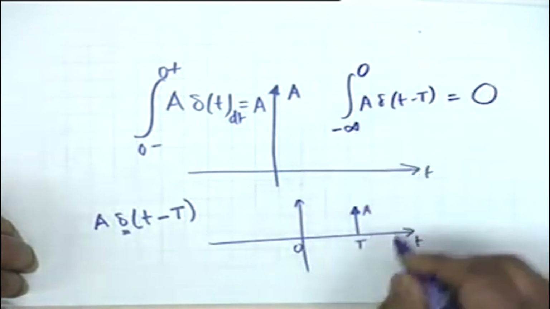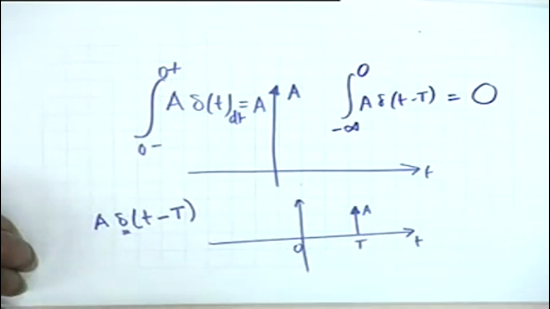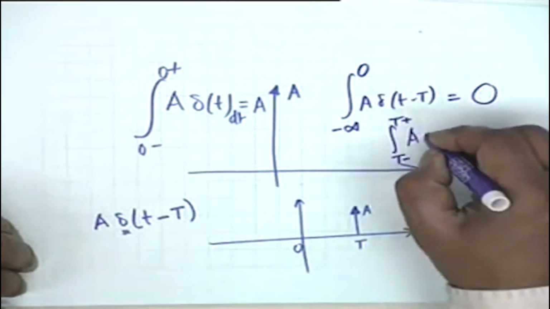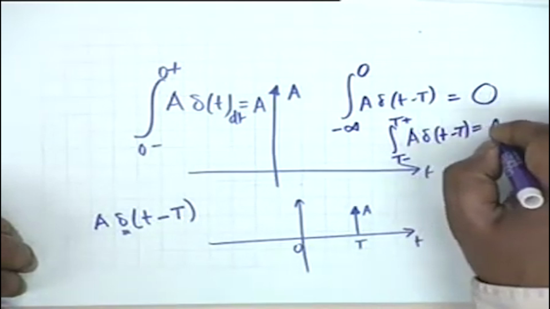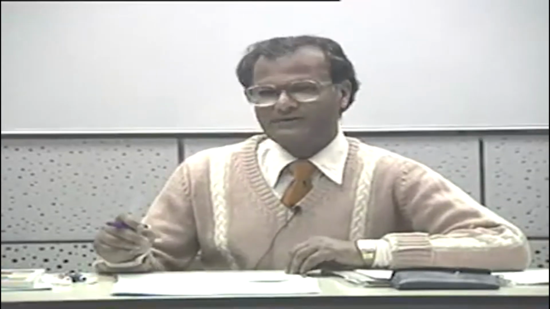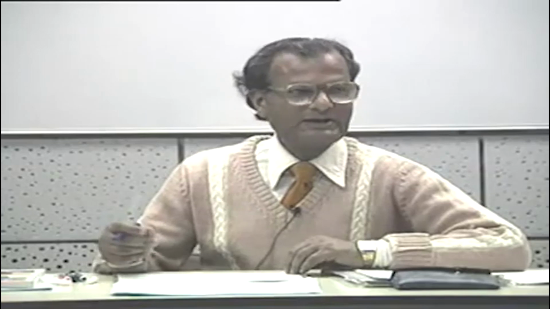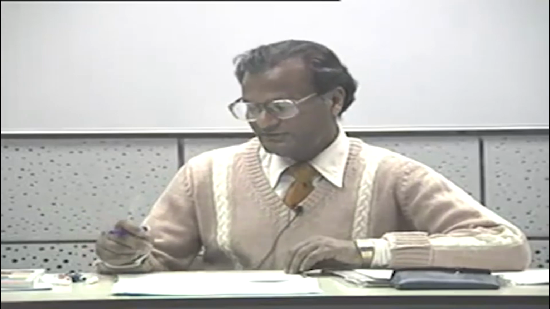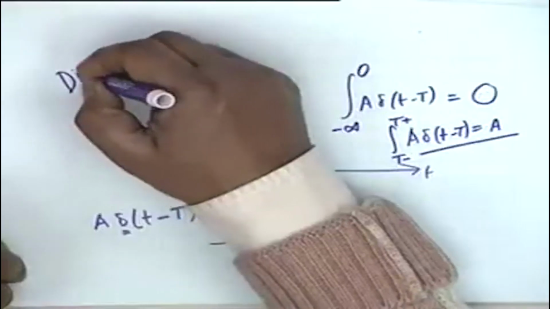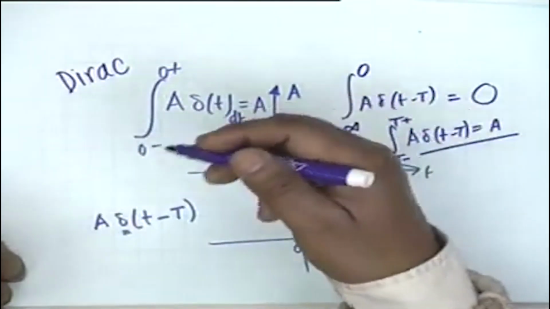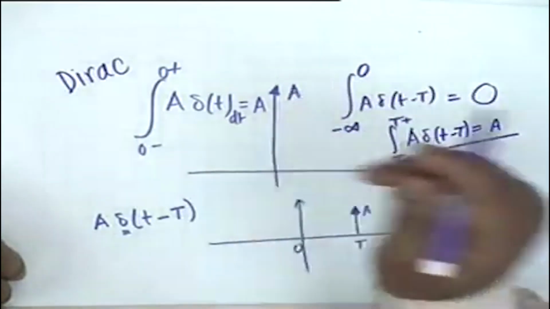0, because it has not included capital T. The integral from t minus to t plus shall be simply equal to A. This is not a conventional function in the functional sense of the term. This is a concocted function. Nevertheless, it has great importance in theoretical physics and in engineering, and this function was introduced by the famous physicist P.A.M. Dirac, and therefore this is also known as Dirac's delta function, all right.